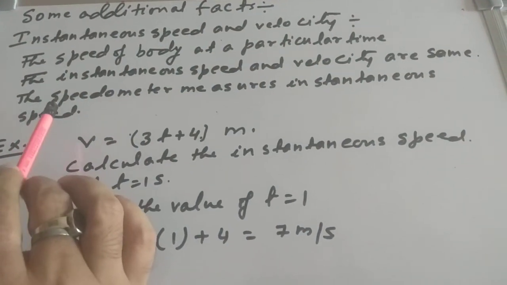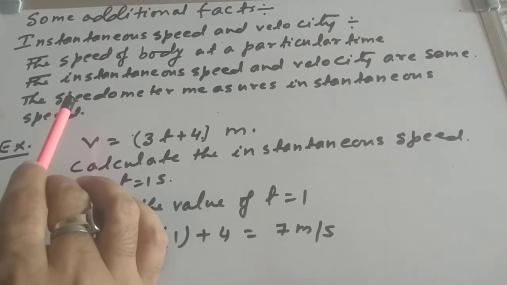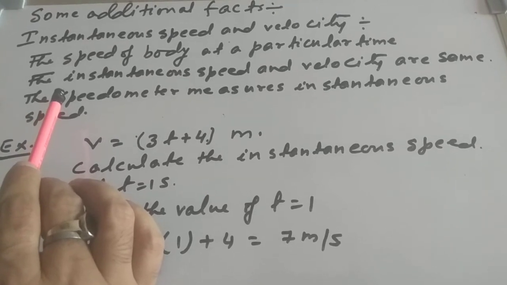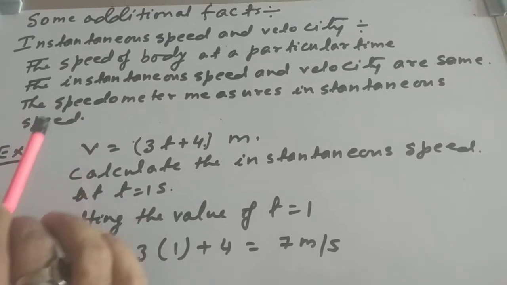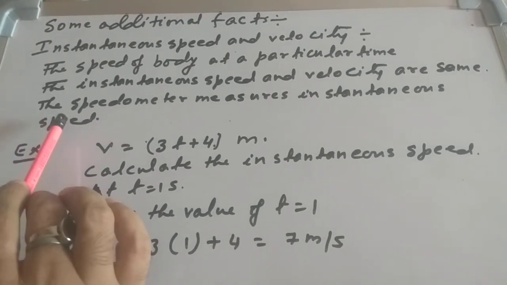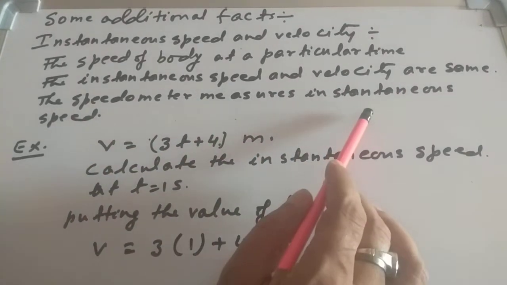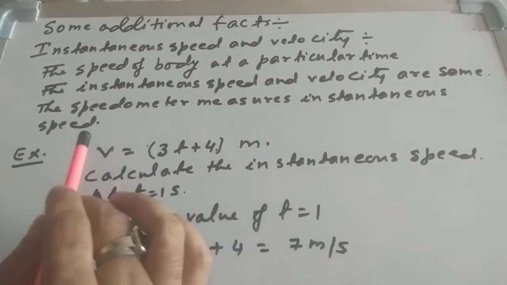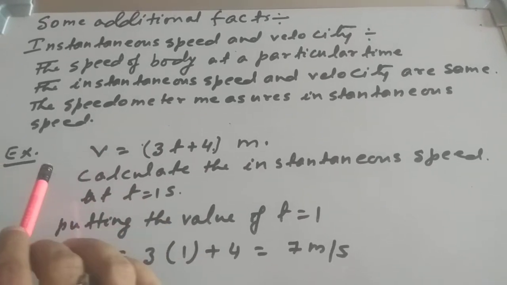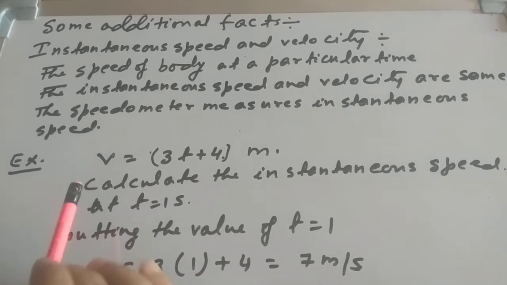Remember, the instantaneous speed and velocity are the same. Why is it the same? Because the body does not have so much time to change its direction, and you know that velocity depends upon the direction. The speedometer of vehicles measures the instantaneous speed because it always measures the speed at a particular time. With the example I am giving here, I hope the concept of instantaneous speed will be cleared.